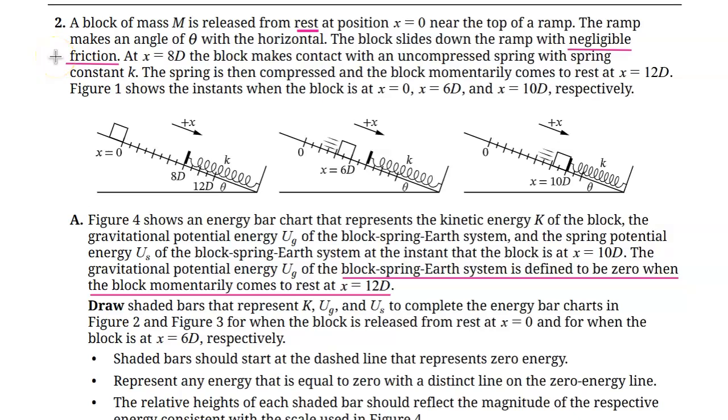In this video, we'll be going over an energy FRQ for AP Physics 1. A block of mass m is released from rest at position x equals 0 near the top of a ramp. The ramp makes an angle of theta with the horizontal. The block slides down the ramp with negligible friction.